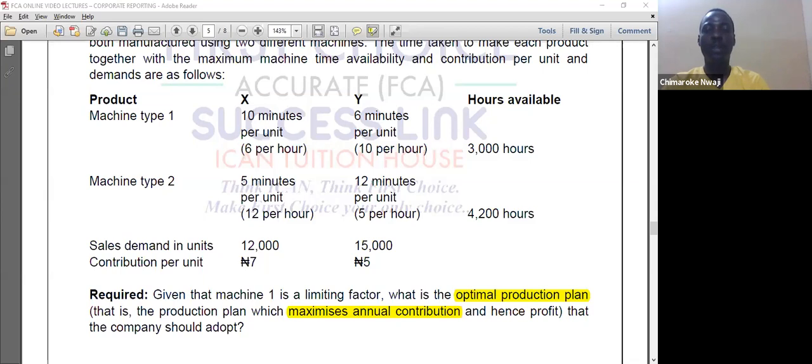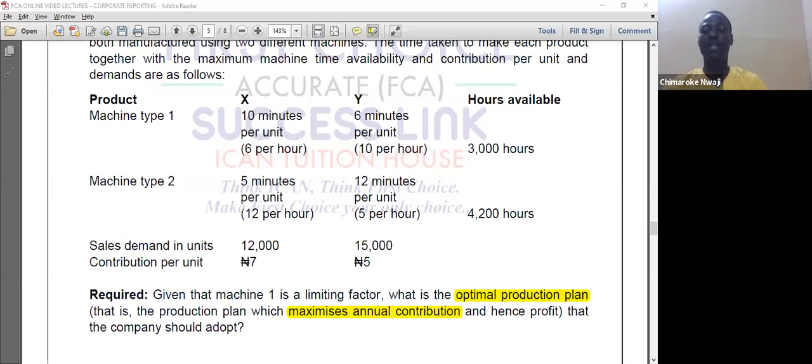So we've talked about how to identify our limiting factor. We are going to be given only one limiting factor, not more than one. Then for your products, you're going to be given more than one product, a minimum of 2, maximum of maybe 4 or 5. And you'll be asked to look for the optimal plan, the optimal contribution plan.